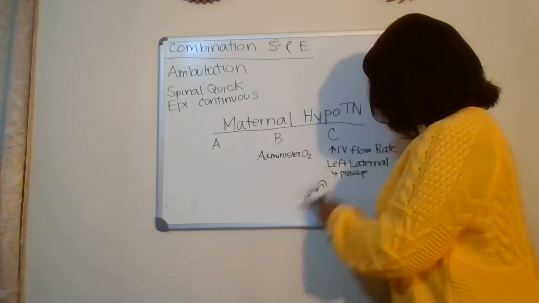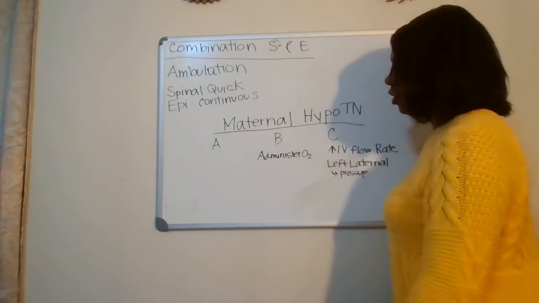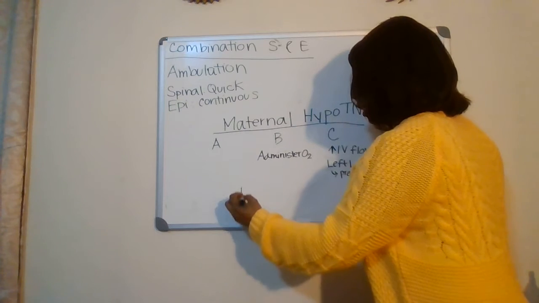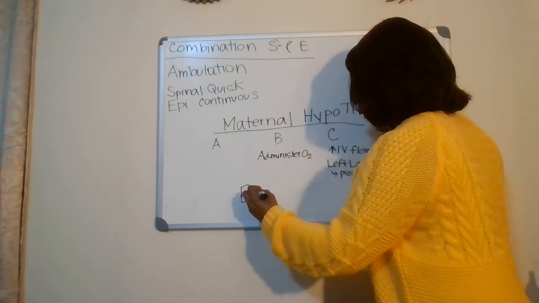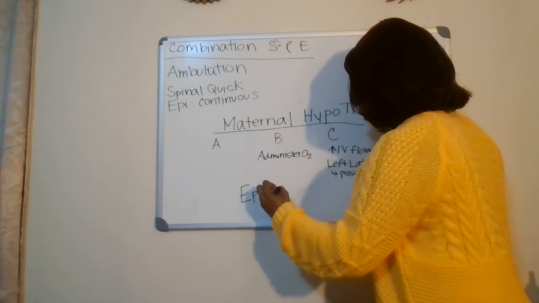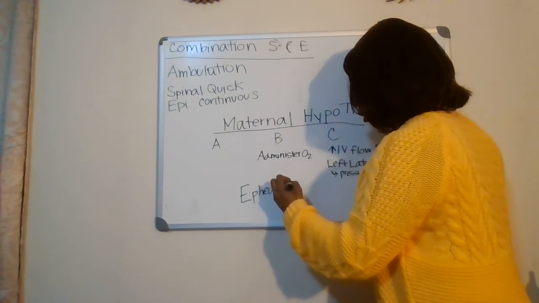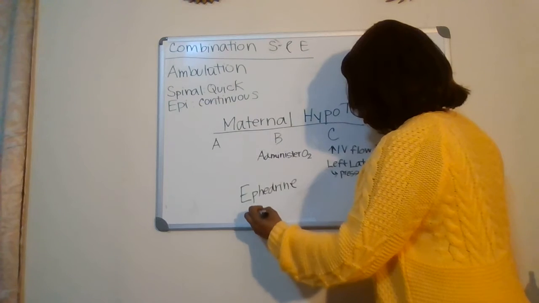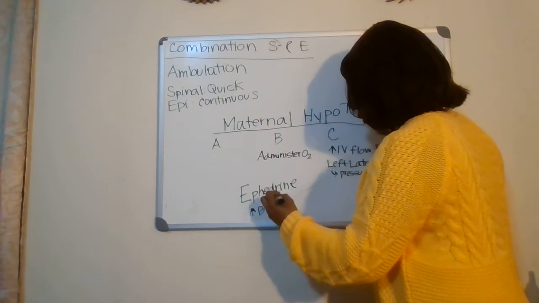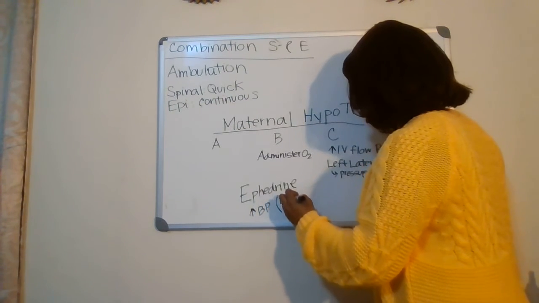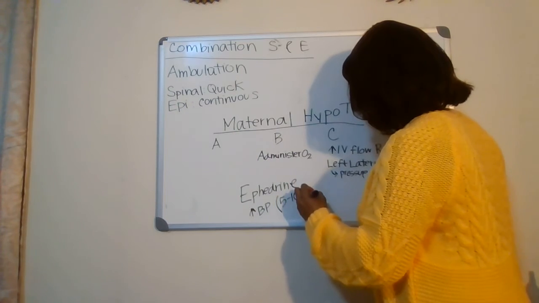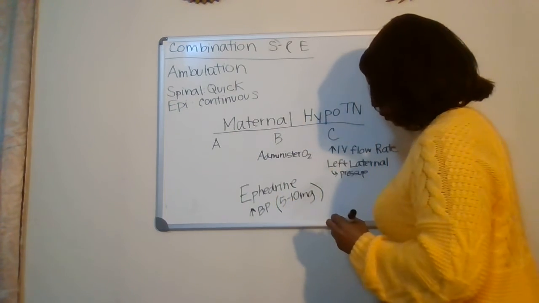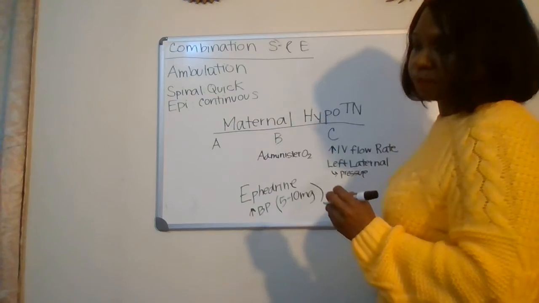Now, if all else fails, we're going to give her a drug called ephedrine. This drug increases BP, and the dosage for this drug is 5 to 10 milligrams. Okay, get it? Got it?